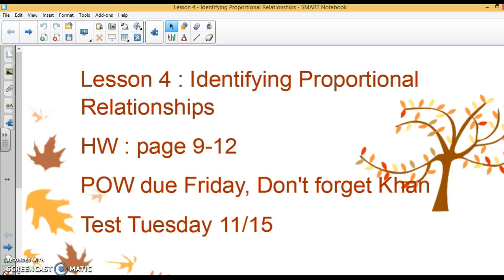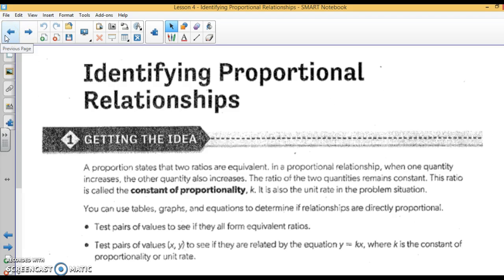Today we are talking about the fourth lesson in the proportional unit, and the homework that goes along with this is pages 9 through 12. All right. Some super important facts that we're going to learn about right now. I'm going to give you a sheet in class that will have this on it. It is something that you need to know.